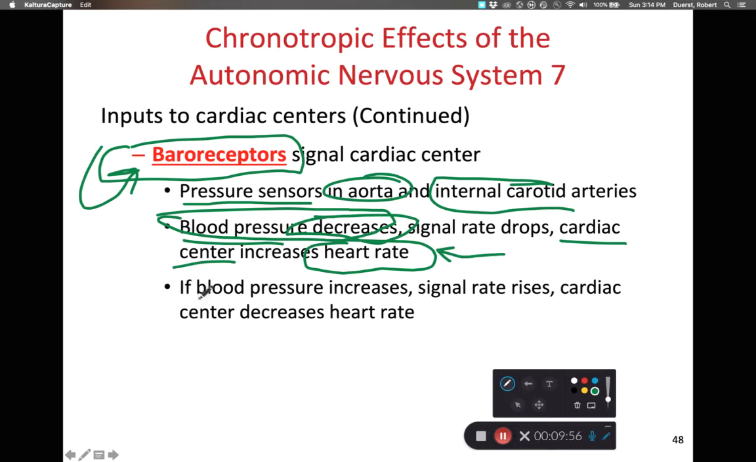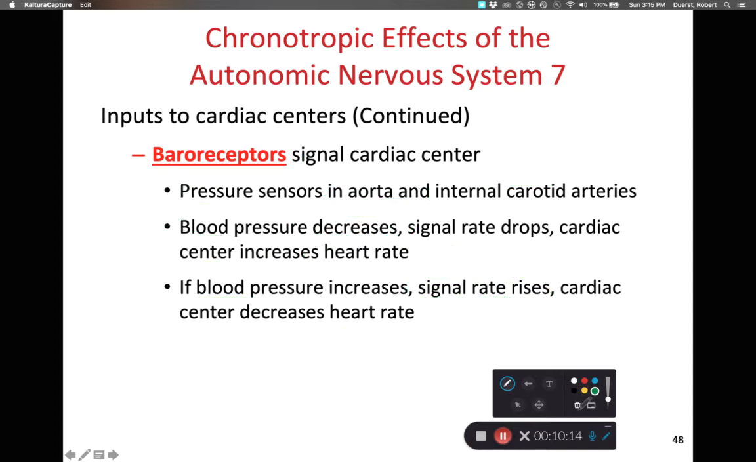And the reverse is true. If our blood pressure increases, the signal rate from those baroreceptors also increases, and then our brainstem will cause the heart rate to decrease in response. So if we have too low blood pressure, we raise our heart rate. If our blood pressure is too high, we lower our heart rate.